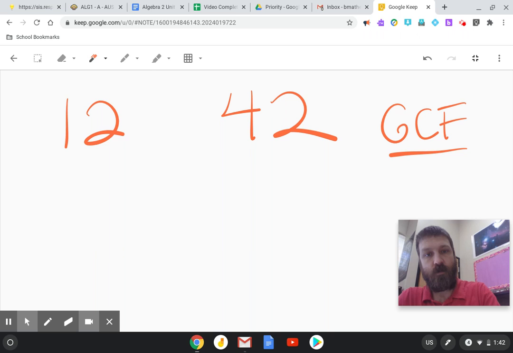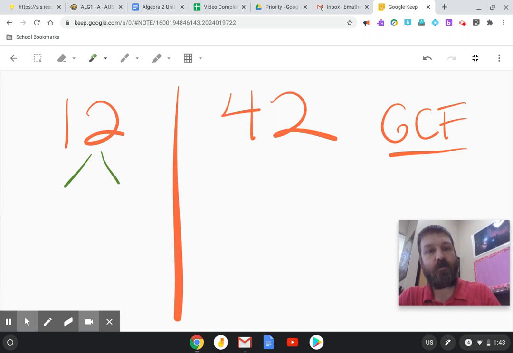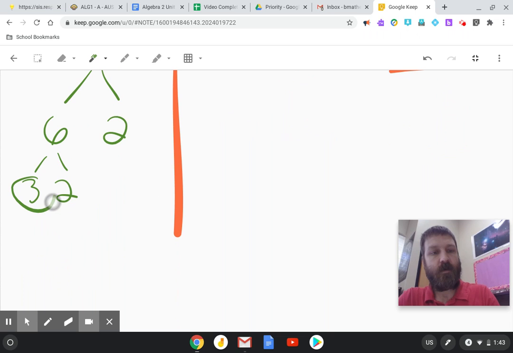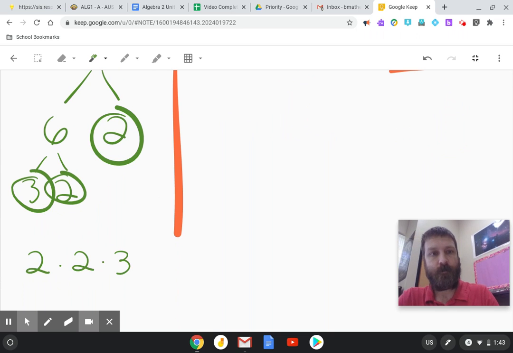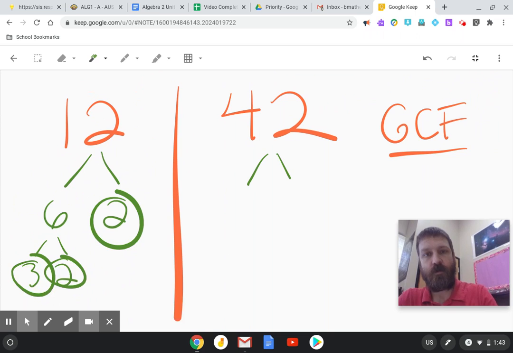So we're going to do what we've done in the past, which is we're going to break it down into parts. So we're going to do our little tree, and we're going to find the factors of 12. So if I do that, I see my prime factors are 2 times 2 times 3. And then we go up and let's do 42. 42 is 6 times 7.